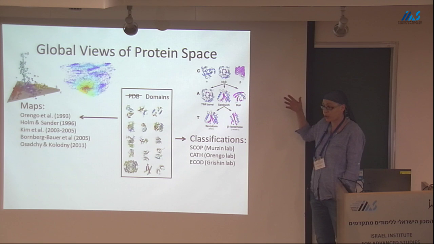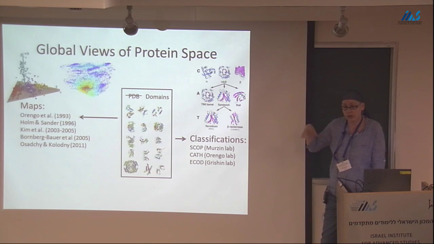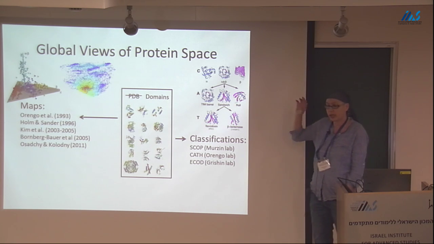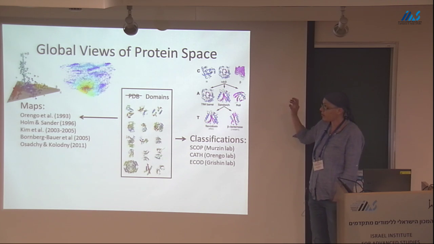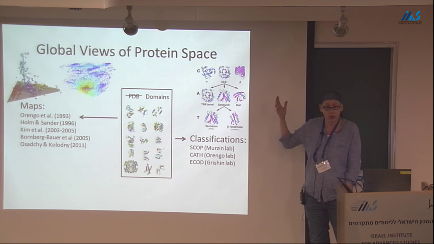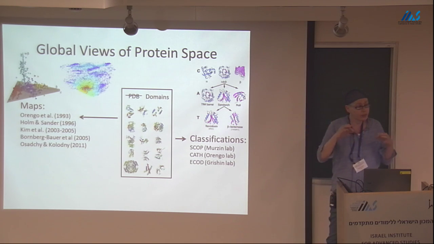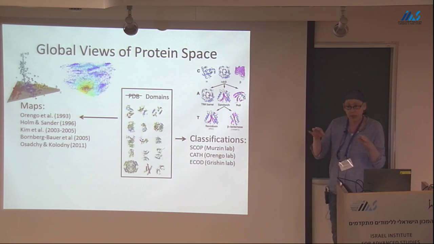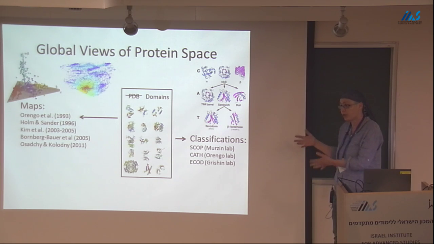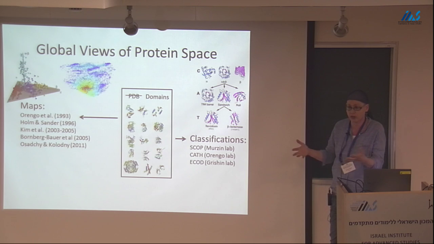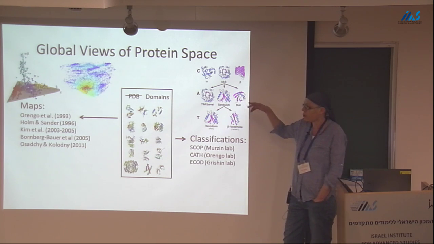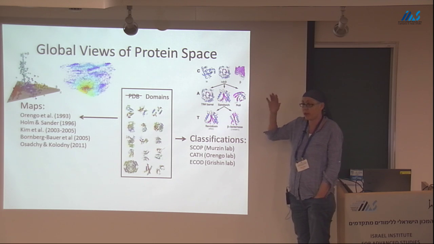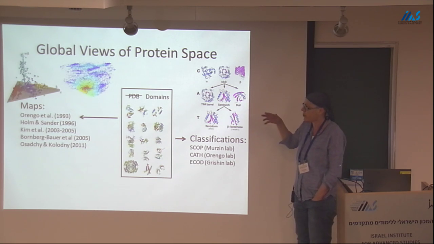So in maps of protein space, the protein world is described as points in a two-dimensional or three-dimensional view. Every domain is a point, and it's colored according to some property. And the points are placed such that the distance between them in this 2D or 3D world is representative of some meaningful distance. For example, the structural distance between the proteins. So the first to do these were Orengo and co-workers, and then Holm and Sander. And then there was a series of beautiful papers from Sung-Hou Kim's lab.